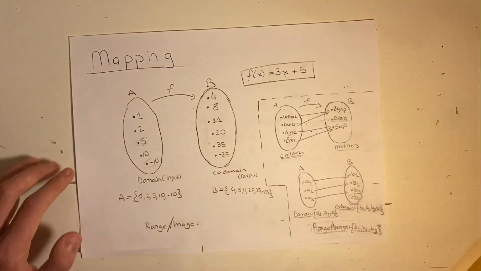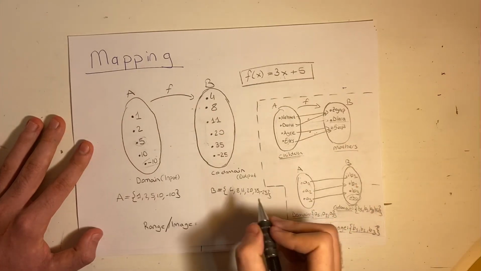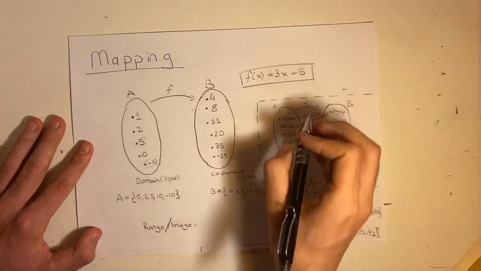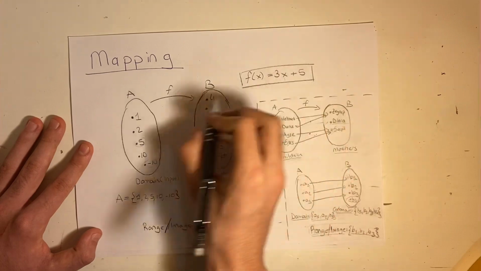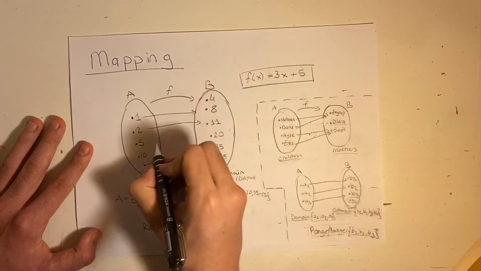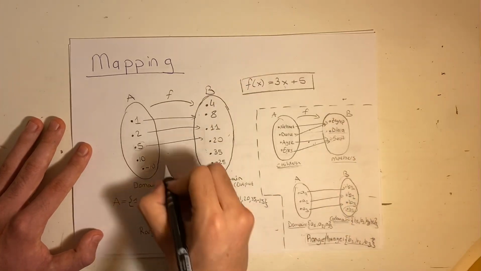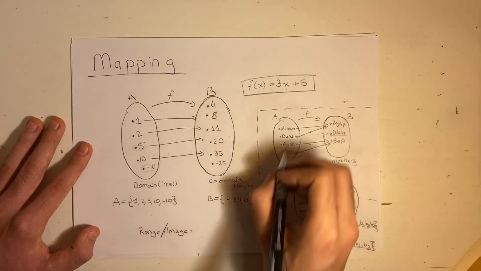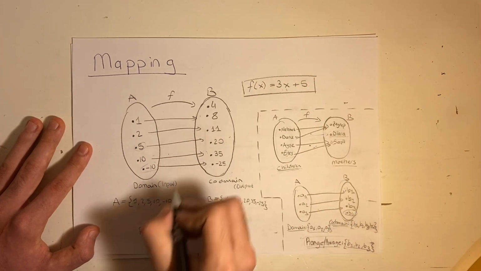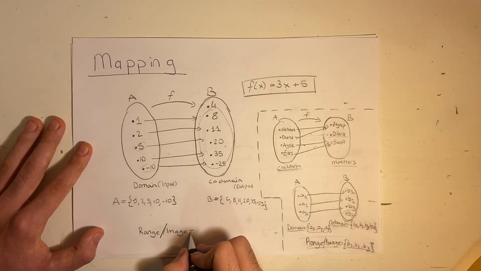Let's quickly do this example here: 3x plus 5. Every element needs to be mapped to an element in the codomain. If we put 1, we would get 8. If we put 2, we would get 11. If we put 5, we would get 20. If we put 10, we would get 35. If we put negative 10, negative 30 plus 5, negative 25. As you can see, this is our range here. Let's write the range.